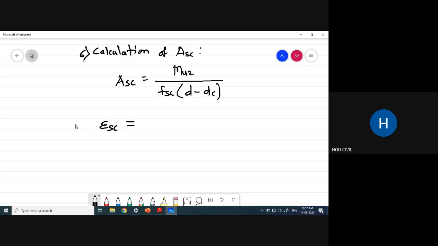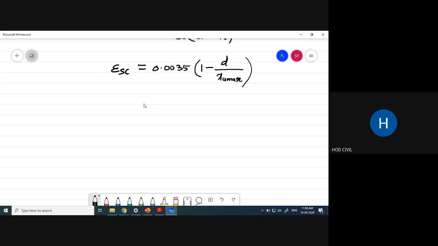Tell me the formula. Epsilon SC is 0.0035 into bracket 1 minus d dash upon Xu. Yes, this is the formula. We have to make use of Xu max here. So I will erase this and write down again d dash upon Xu max, because the first section we have considered as the balanced section.